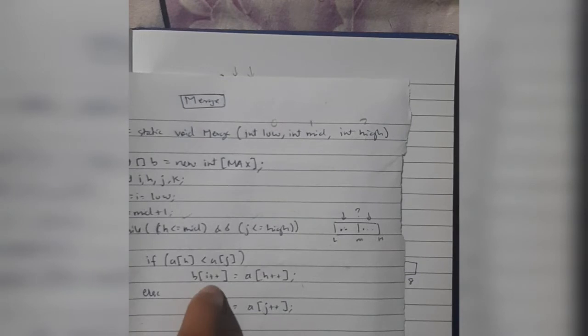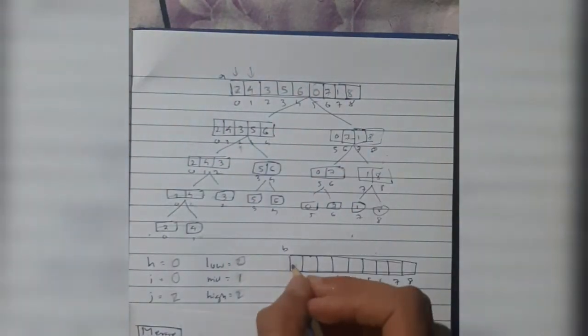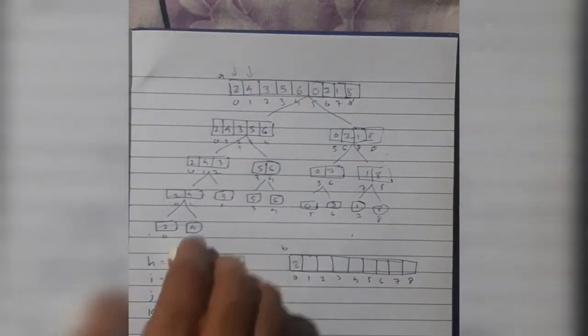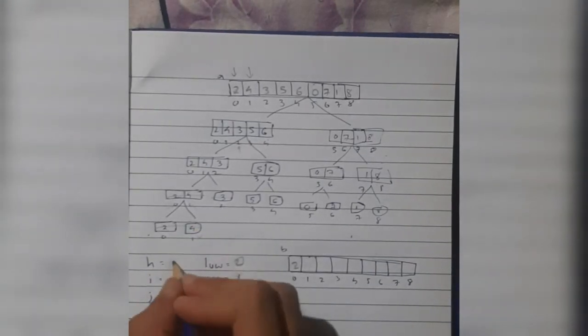Okay, A of H value will be copied in B of I, then both these variables will be incremented. A of H value is 2, 2 will be copied in B of I, both values will be incremented. Let's make these values 1 now. So both of these values are 1. Then we will not execute the else statement, we'll move on to the while condition. H is less than or equal to mid.